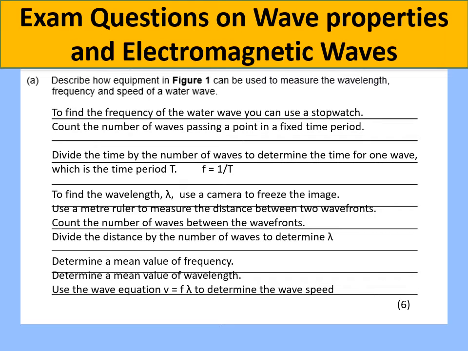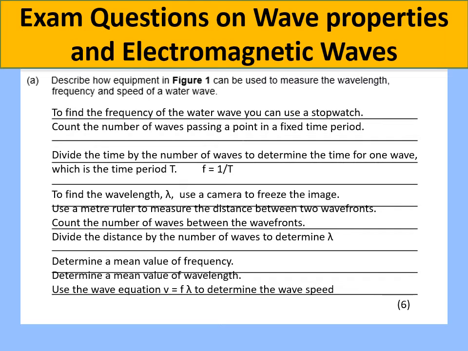Now, once you've got the wavelength and you've got the frequency, you can take these readings again, maybe 2 more times. So take 2 more readings of the frequency and then work out the mean value of the frequency. Do the same thing for the wavelength, recording some more wavelengths by taking some measurements of the distance between 2 wavefronts and then dividing by the number of waves in between the 2 wavefronts.